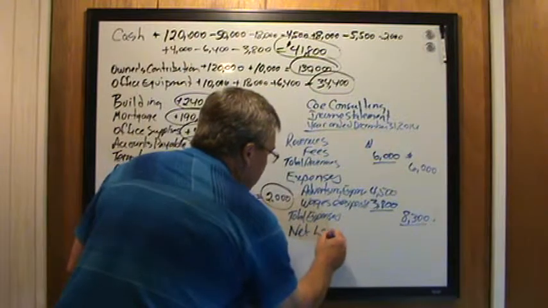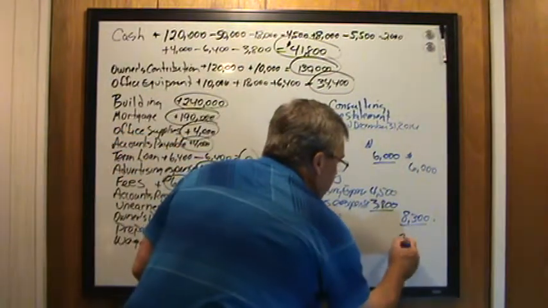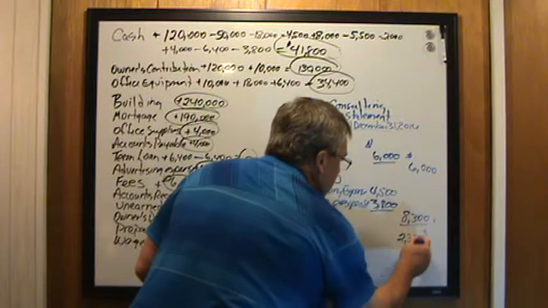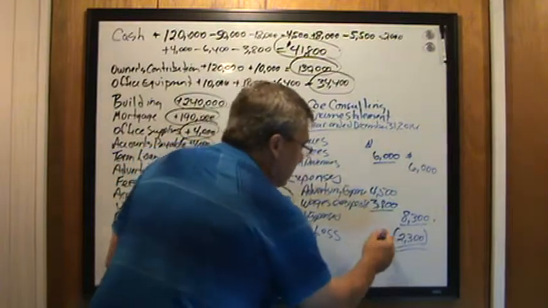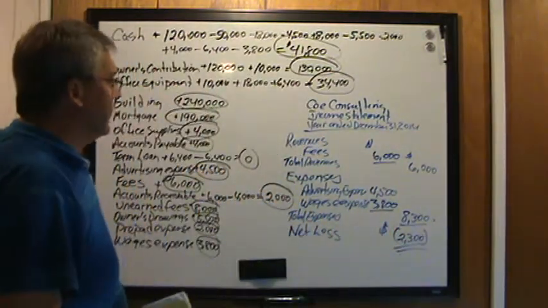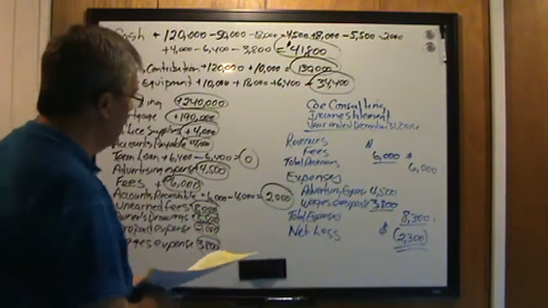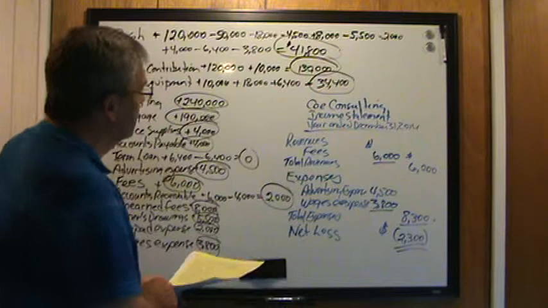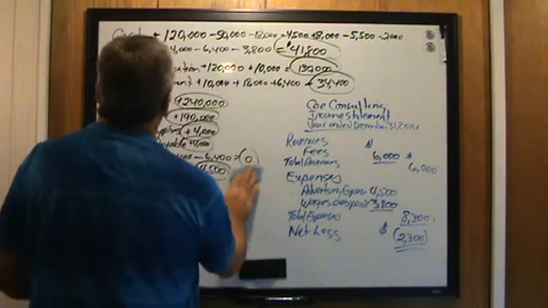Net loss is $2,300. And again, we're going to put brackets around that to make it clear that it's negative, dollar sign, double underline. Okay, so that's the income statement. Let's go over here and just erase some of this off.